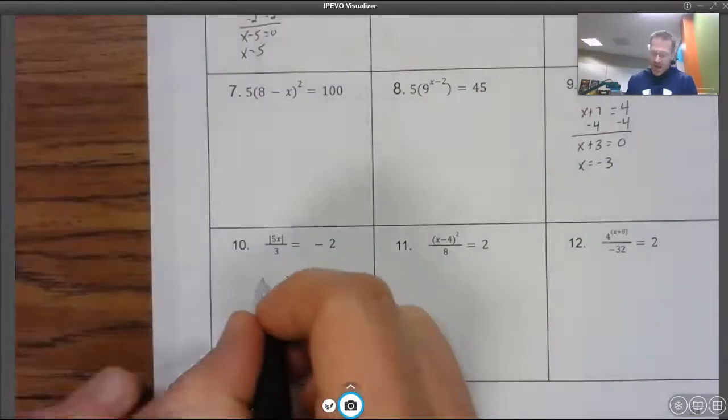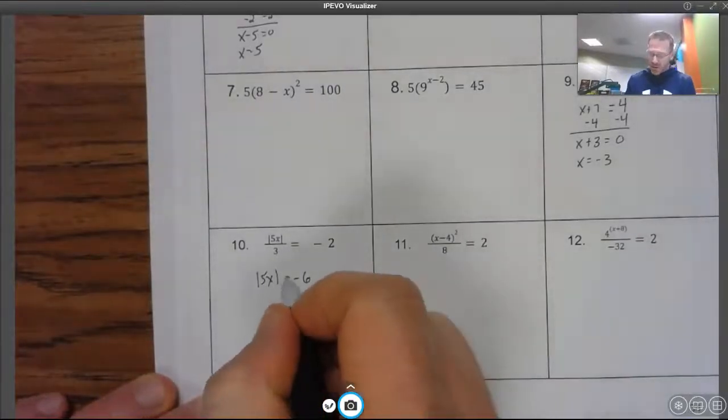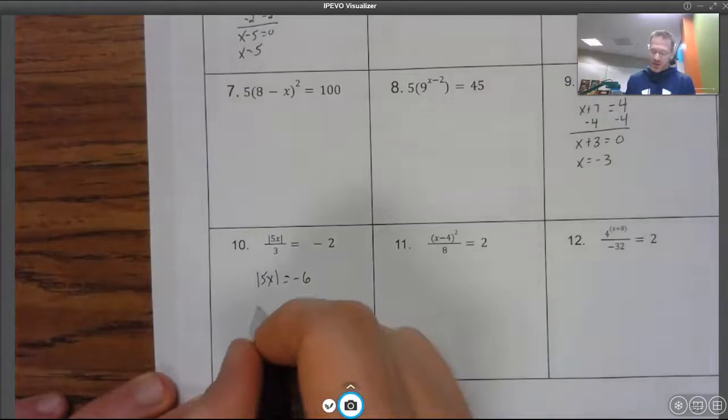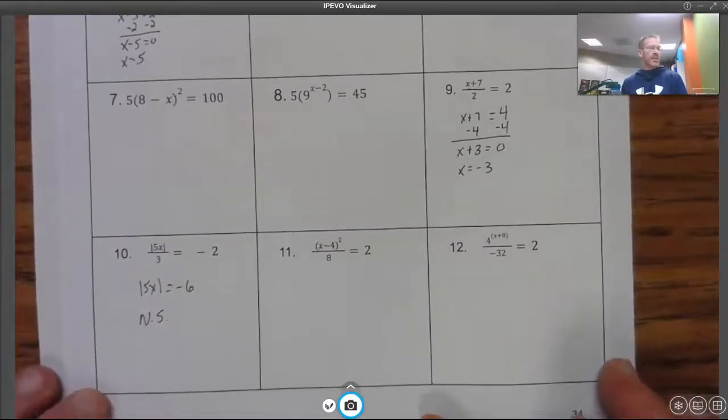So that means the absolute value of 5x has to be equal to negative 6. Now, here's what we know. An absolute value can never equal a negative number. It can only equal a positive number. So this is a no solution problem. All right, let's get through 11 and 12 here, and then that'll wrap up our video.